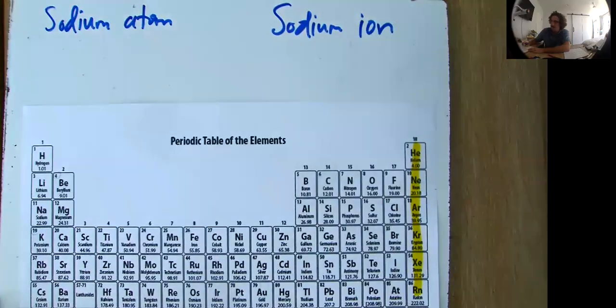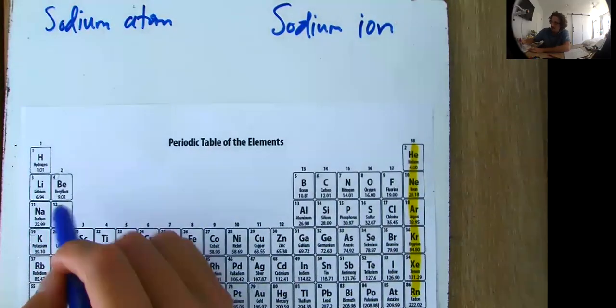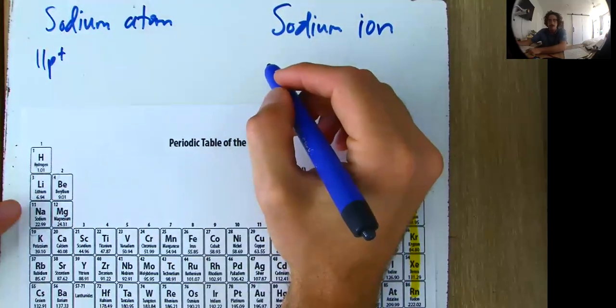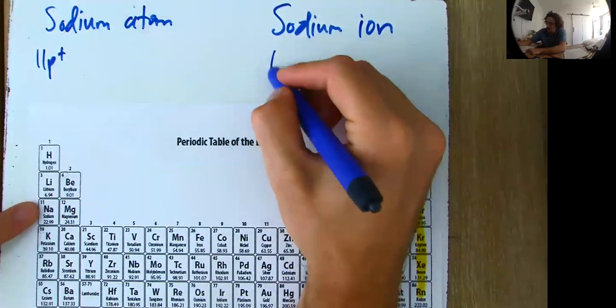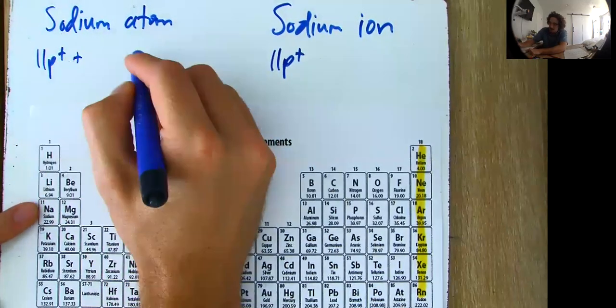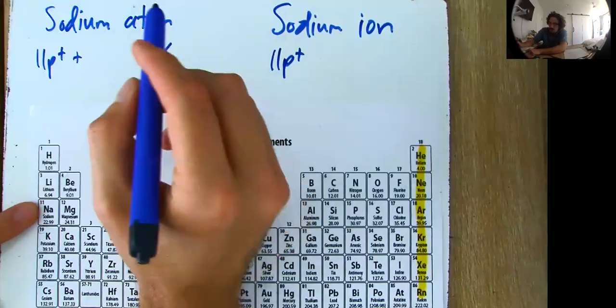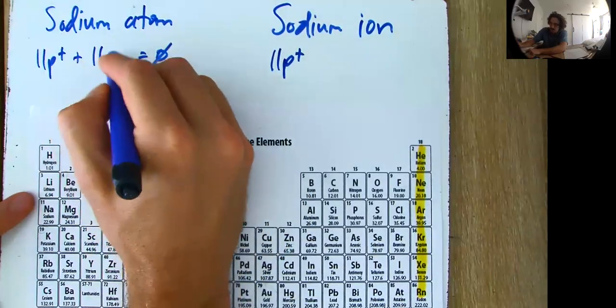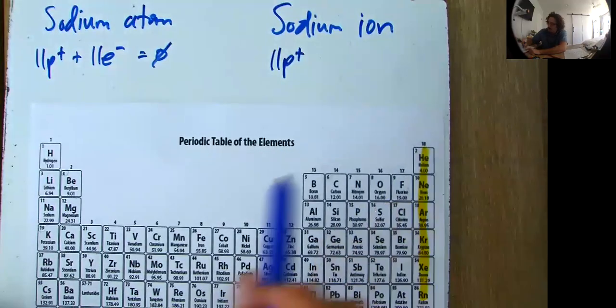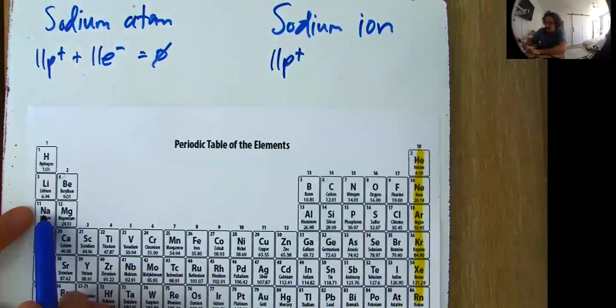All right, so here's sodium atom versus sodium ion. Sodium atom and sodium ion both have 11 protons. There it is, number 11 on the periodic table. Okay, sodium atom, since it's a neutral particle, no charge, it must have an equal number of electrons. 11 positives plus 11 negatives is neutral. Well, sodium atom is number 11.